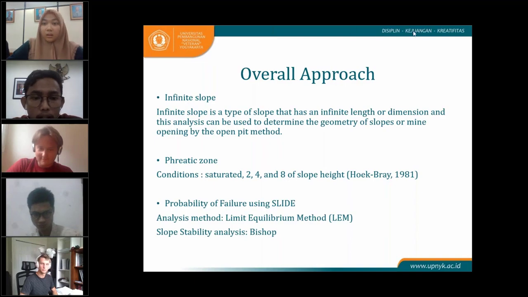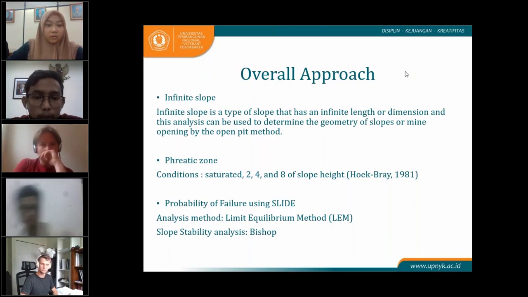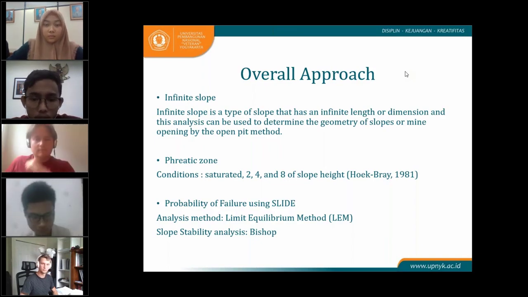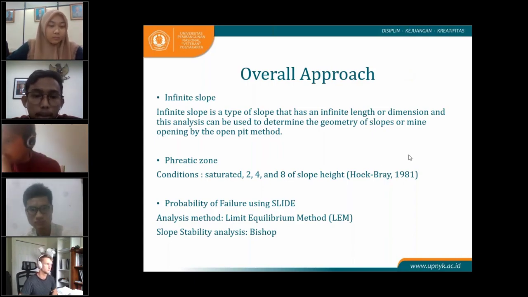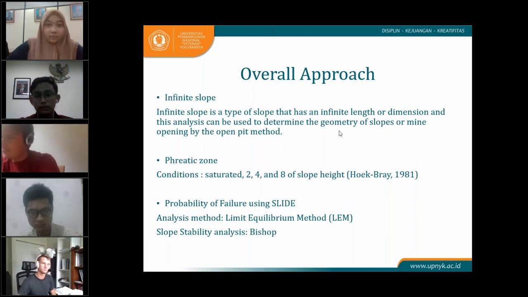Probability of failure analysis uses the statistical data with Slide 6.0 software and uses LAMP analysis. The slope stability analysis uses the Bishop method. The result of this probability of failure is just for the properties data; for concluding the optimal design, the mine acceptance criterion used is the safety factor. Next, my friend.